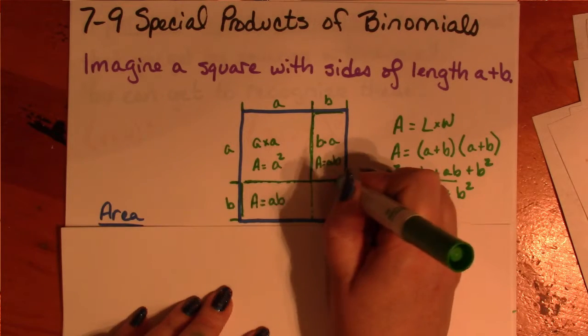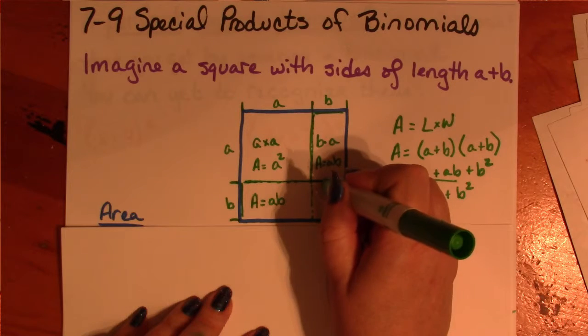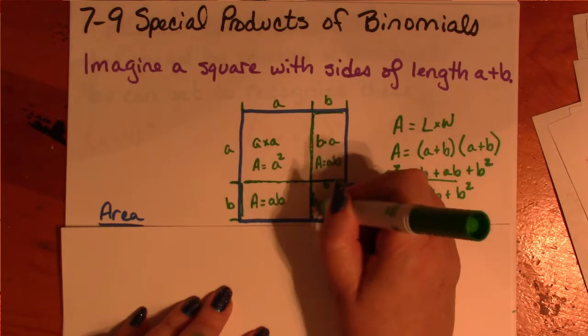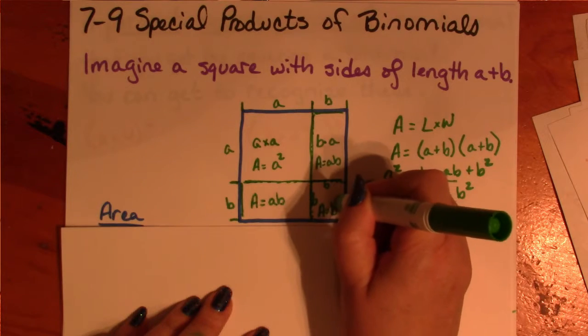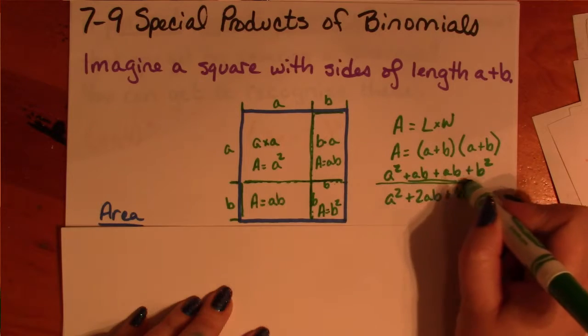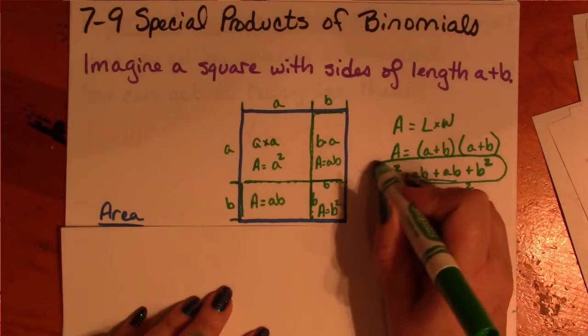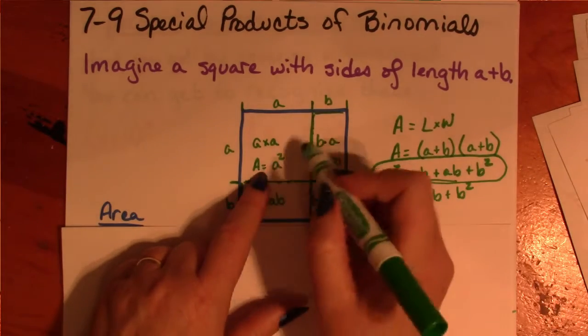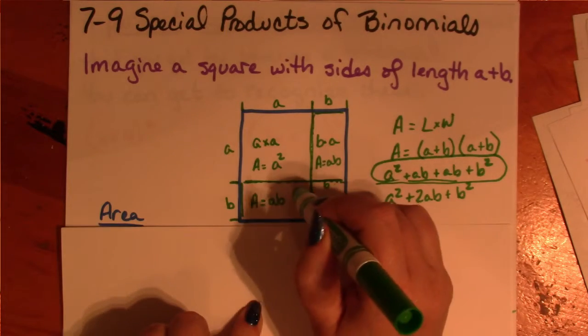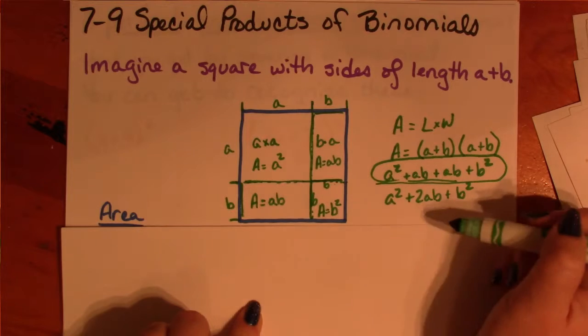And this side of this little square in here is B. And this side is B. So the area of this is b squared. So when I say this, I actually mean this square plus these two rectangles plus this square.